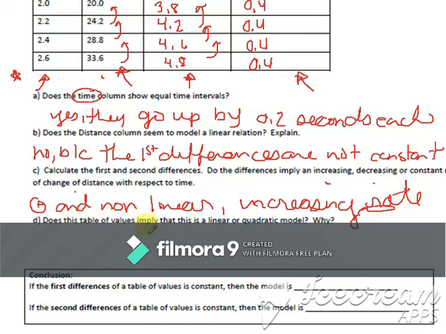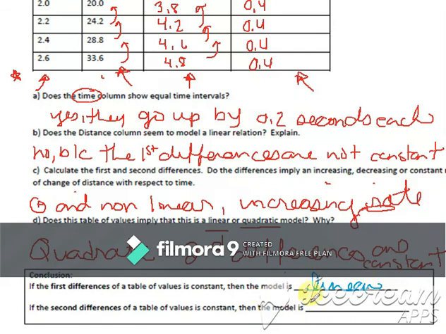And does the table of values imply that it's linear or quadratic? Definitely quadratic. The reason is the second differences are constant. As a review, if the first differences are constant, we have a line. If the second differences are constant, then we have a quadratic. So if the first differences of a table of values are constant, then the model is linear. And if the second differences are constant, then the model is quadratic.